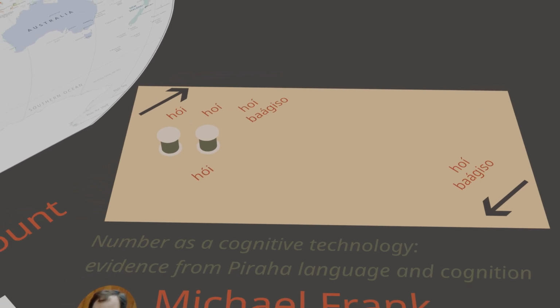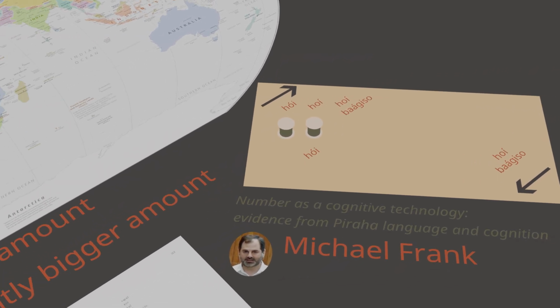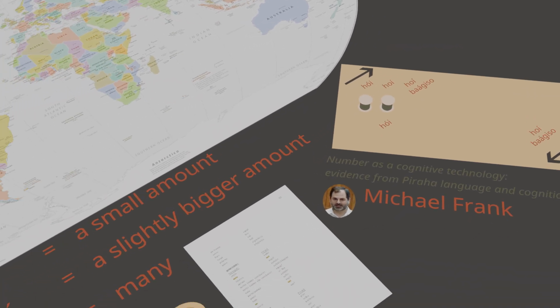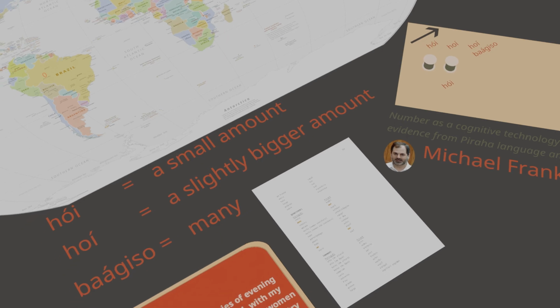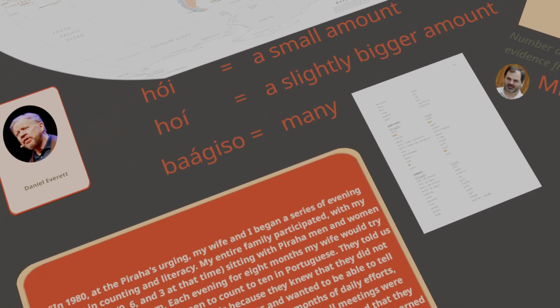These findings support Everett's idea that these words aren't exact number words, but rather they mean something like small and slightly bigger. Next to that, Everett had observed that the Pirahã really struggled to learn how to count.